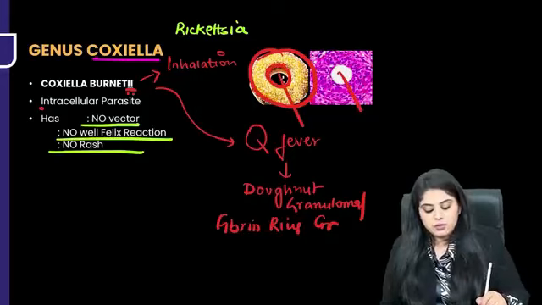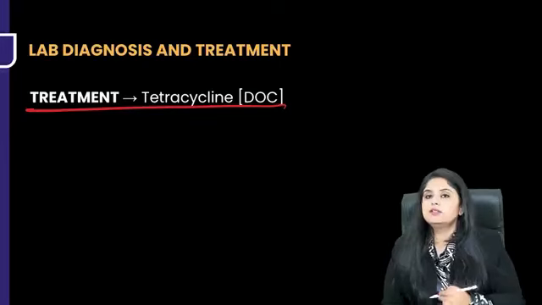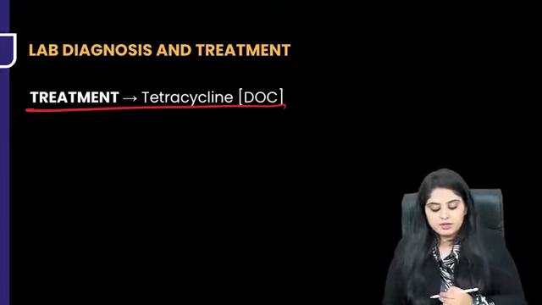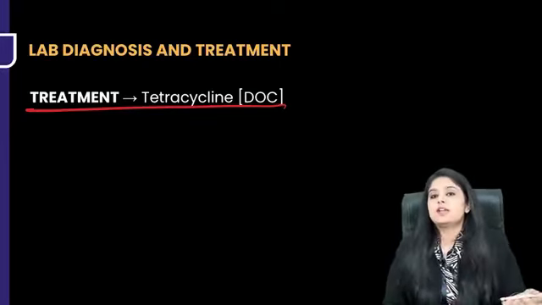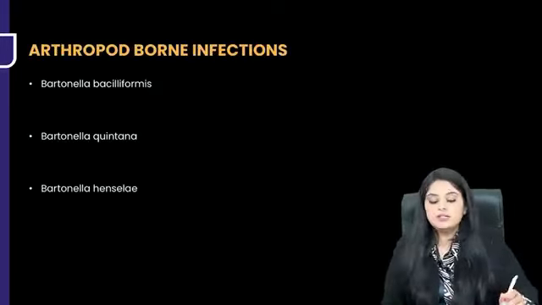Done. Okay, so now we come down to how you are going to do the treatment. Again, like all Rickettsia, you will be using tetracycline. So that is the same treatment that you have over here. Now, although we are still in the Rickettsia family, I'm going to have another set of members known as the Bartonella. That's going to end this family.